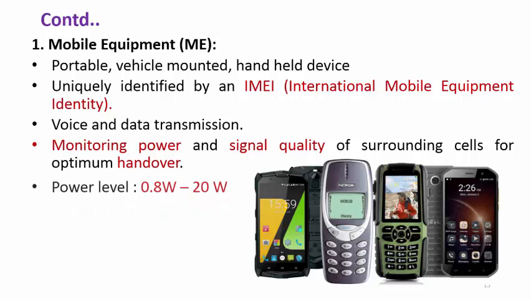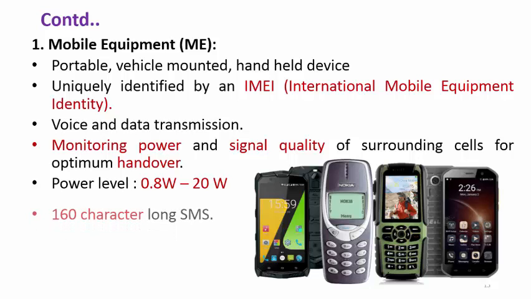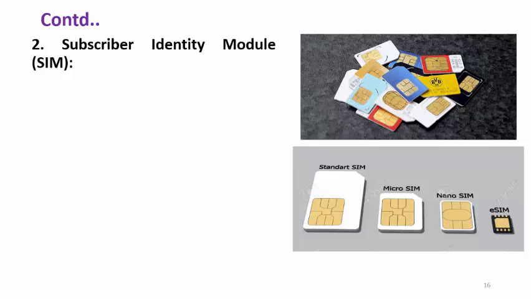Also this mobile phone or mobile equipment is responsible to monitor the power of the signal and signal quality of surrounding cells for the optimum handover. The power level observed depends on the type of cell phone, that is 0.8 watt to 20 watt. By using the cell phone we can send SMS with a length of 160 characters.